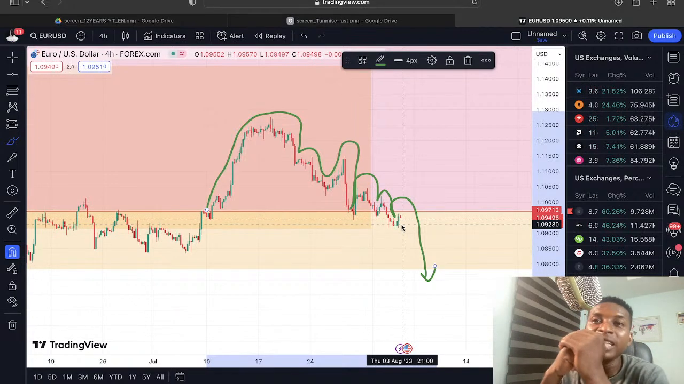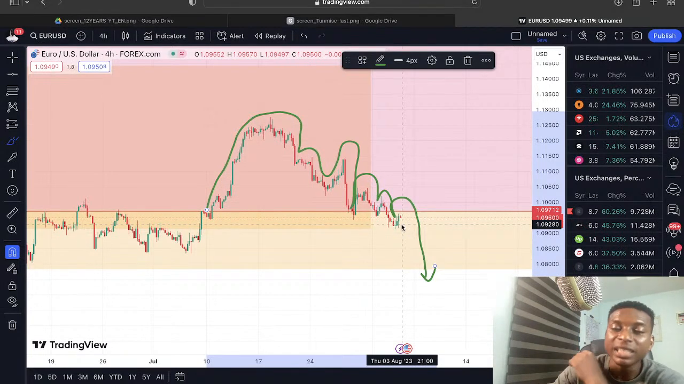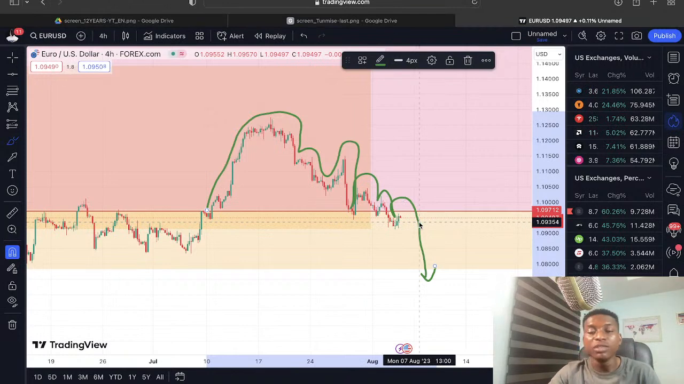All right, indicating that the previous breakout was a fake breakout. So this is part of the reasons why we use multiple time frame analysis. When you look at the higher time frames, like the monthly time frame and the weekly time frame, it gives you a broader perspective of what is going on in the market.